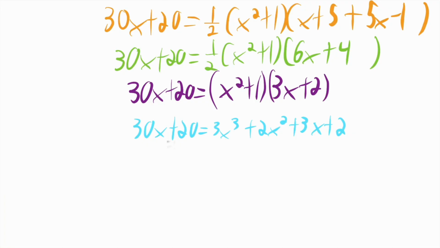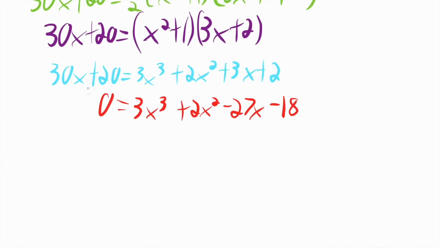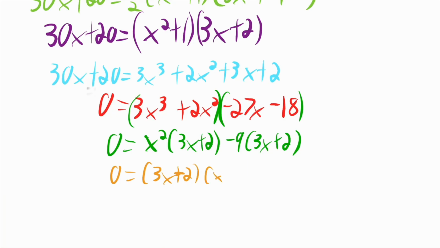And now if I subtract 30x and 20, I get 0 equals 3x cubed plus 2x squared minus 27x minus 18. So I finally have this equal to 0. I have 4 terms, no GCFs, so I will go ahead and group first 2 and last 2. And I will get 0 equals the GCF of x squared, 3x plus 2 is what's left. The GCF of negative 9, 3x plus 2 is again what's left. I will then have 3x plus 2 as one factor, and x squared minus 9 is my other.